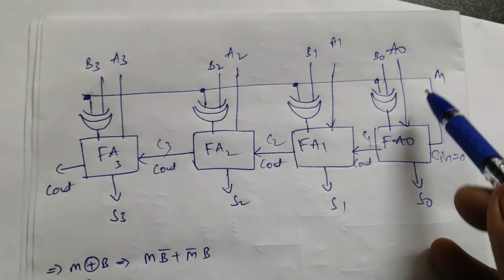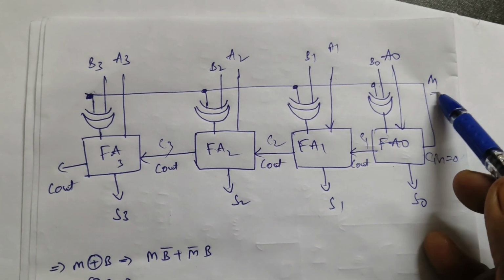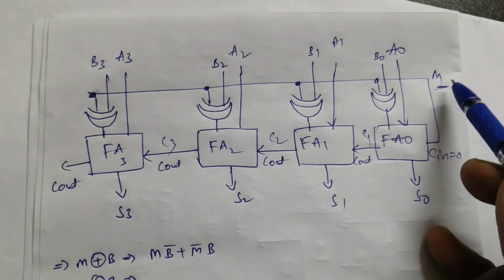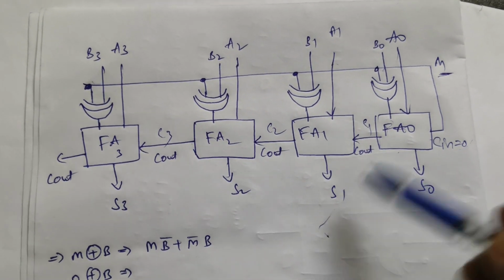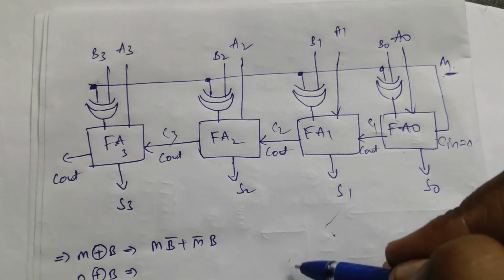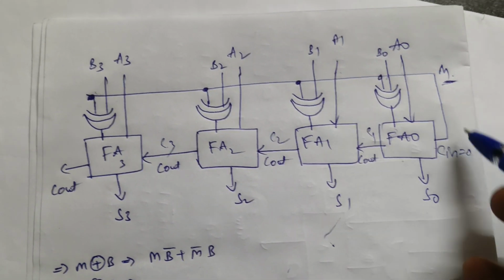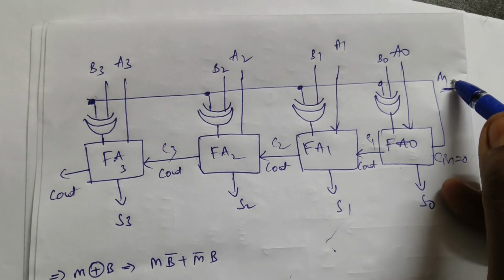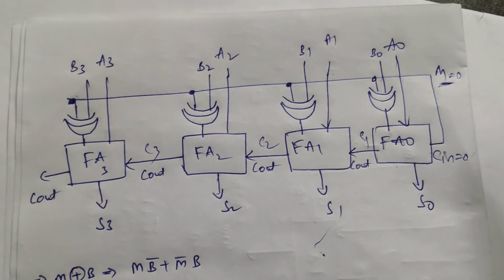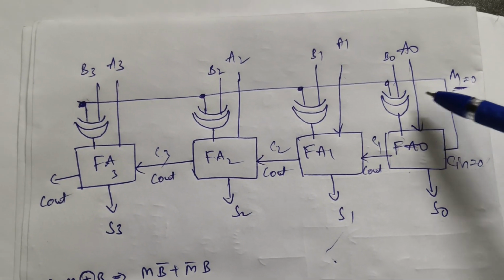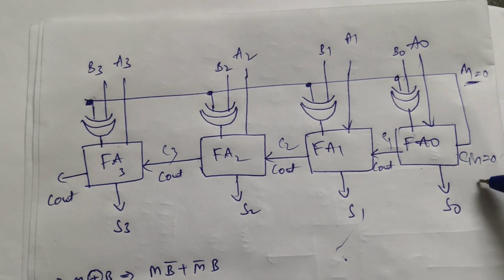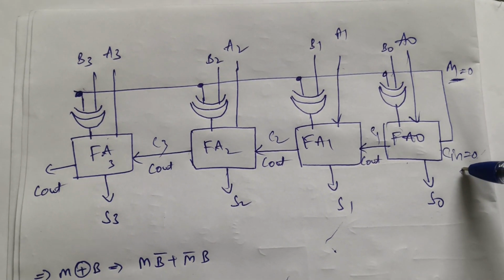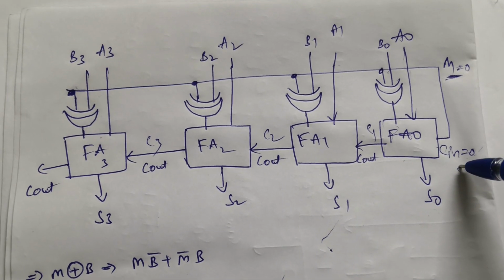The common input here is the mode bit, or control bit. If the mode bit is 0, this circuit works as an adder. If the mode bit is 1, this circuit works as a subtractor. Now we will see that. In the first case I am taking the mode bit as 0. This mode bit is one of the inputs of the XOR gate and also the input for the previous carry, so C in, or C0, is 0.